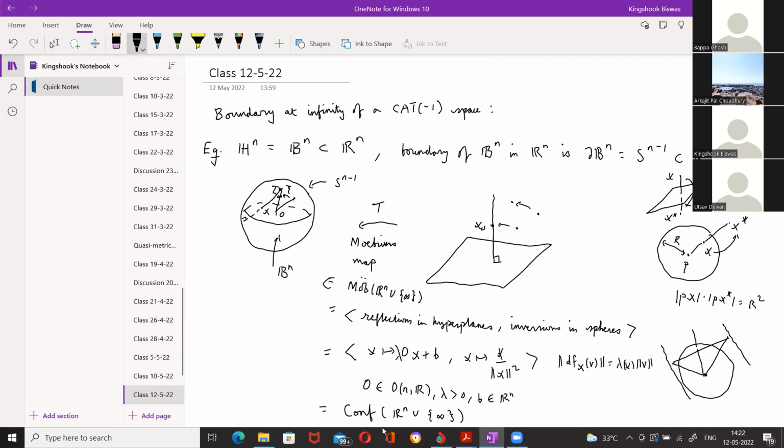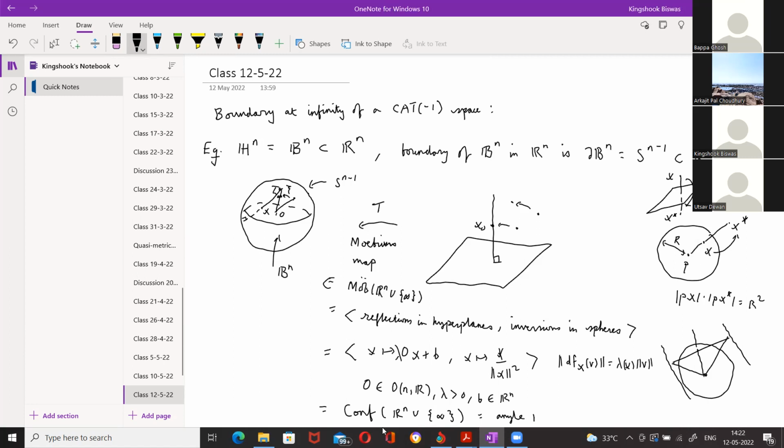You have charts on it which make it a compact manifold of dimension n, which is diffeomorphic to the n-sphere Sn. And there you can talk about conformal transformations. So these are maps from Rn union infinity to itself, diffeomorphisms, which preserve angles. So these are angle preserving diffeomorphisms.